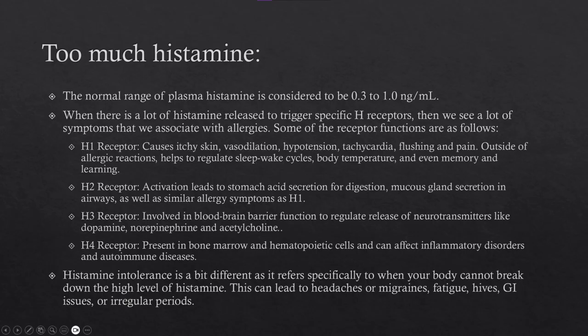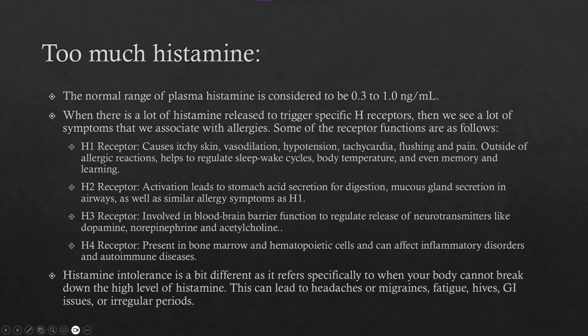For the H1 receptors, these are primarily going to affect your allergy and inflammation symptoms, as they are found in the smooth muscles such as airways, blood vessels, and the skin. Some common symptoms include itchy skin, vasodilation, hypotension, tachycardia, flushing, and pain. The H2 receptors are found in the stomach lining and will affect stomach and digestion issues, such as excess histamine causing excess stomach acid, which can lead to acid reflux, heartburn, or gastric ulcers, perhaps even nausea or bloating.